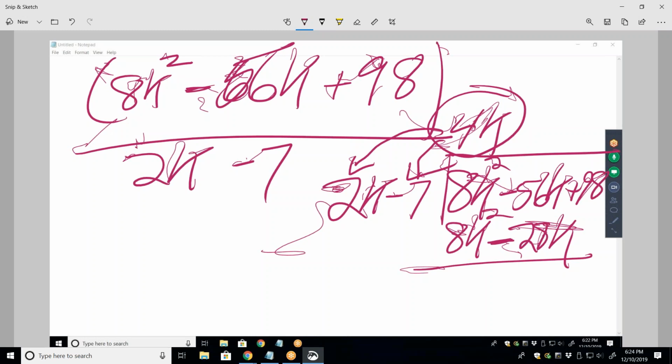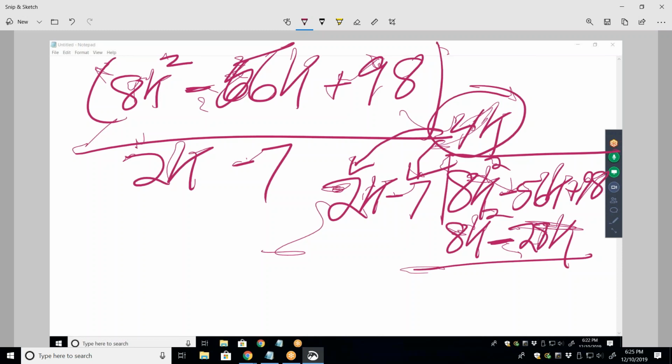Long division is all about dividing and then subtracting. Synthetic division, you'll notice, was all about adding and multiplying, adding and multiplying. Long division is the opposite. It's always about dividing and subtracting, dividing and subtracting. So the next thing you're going to do is subtract.